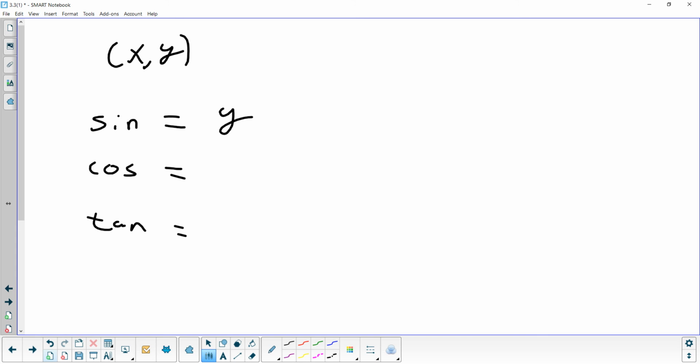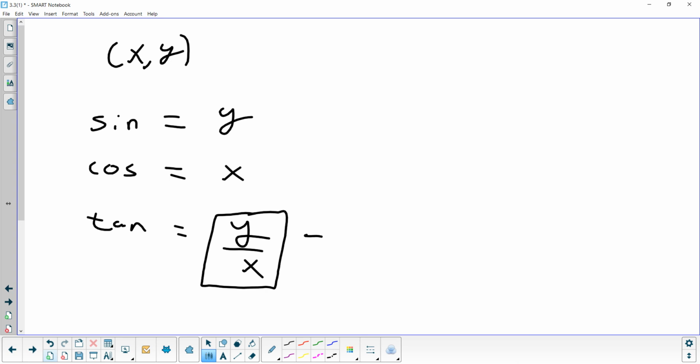Yep. Cosine was x. And how about the tangent? It used both the y and the x. Yep. It was y over x. Those are formulas we had before. But look at what you just wrote right here, or what I wrote.